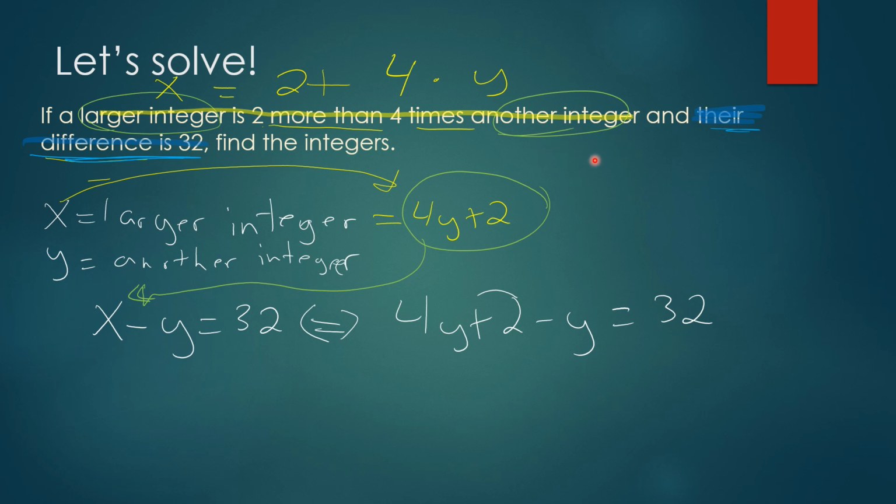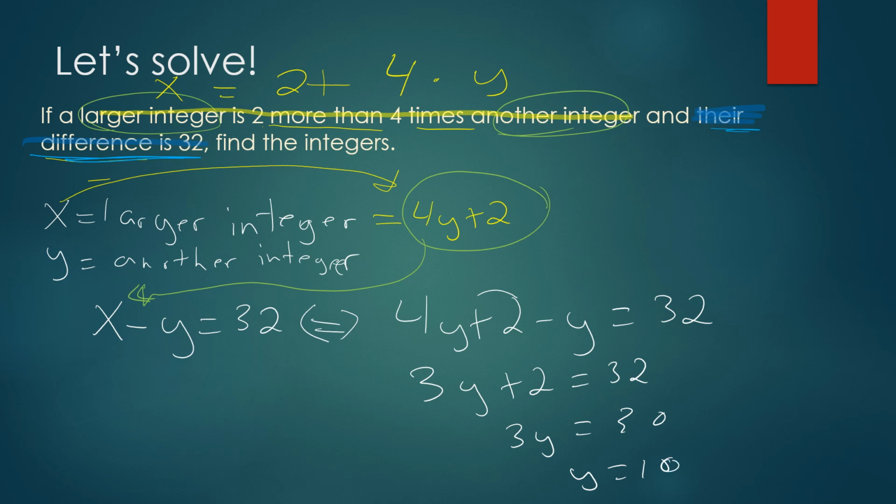Remember from evaluation where we had to replace values for variables? Well, that's what we did here. It just so happens that instead of it being a number replacement, we're putting in an expression. Now I can solve this equation to find the value of y. 3y plus 2 must be 32. 3y then must be 30, and therefore y equals 10.